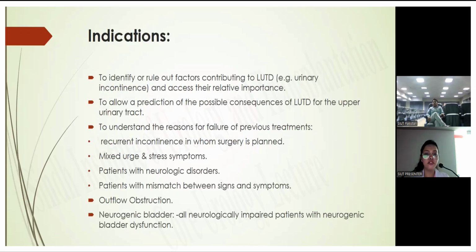Indications: to identify or rule out the factors contributing to lower urinary tract dysfunction and assess their relative importance. To allow a prediction of possible consequences of lower urinary tract dysfunction for the upper urinary tract. To understand the reasons for failure of previous treatment, via whether there is recurrent incontinence, mixed urge or stress incontinence, patients with neurological disease and mismatch between signs and symptoms, or if there is any outflow obstruction or neurogenic bladder.